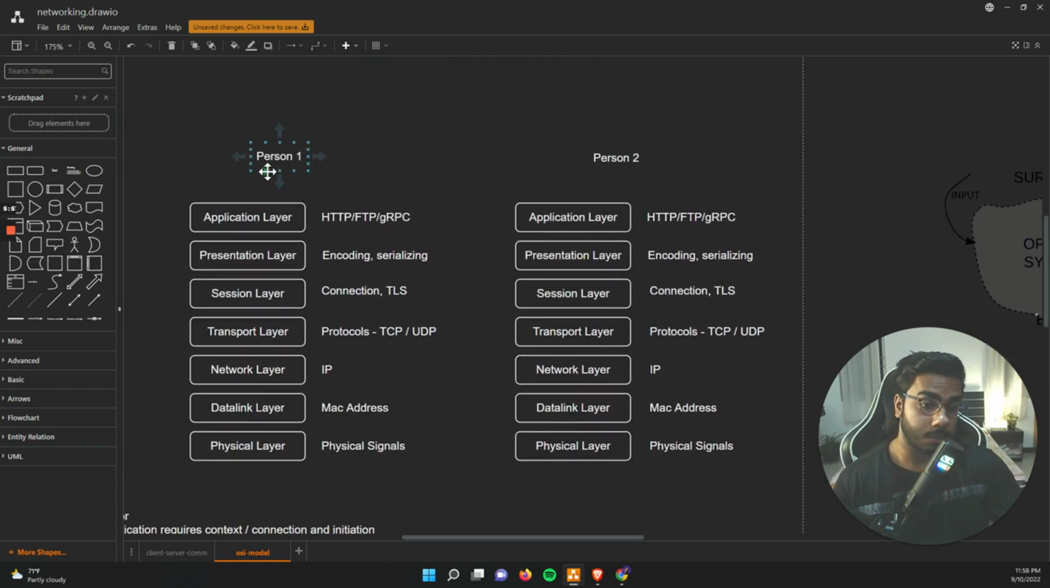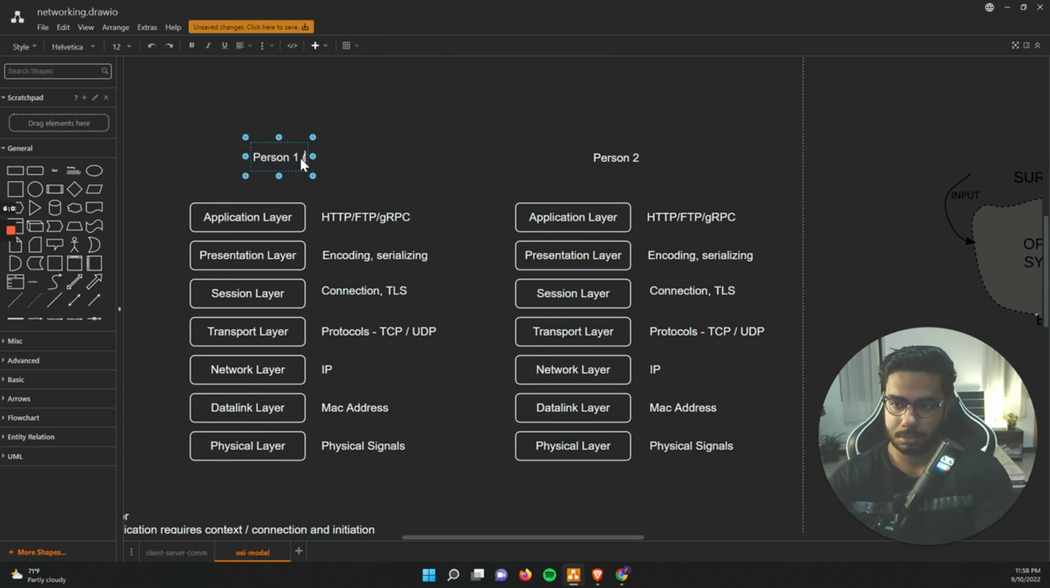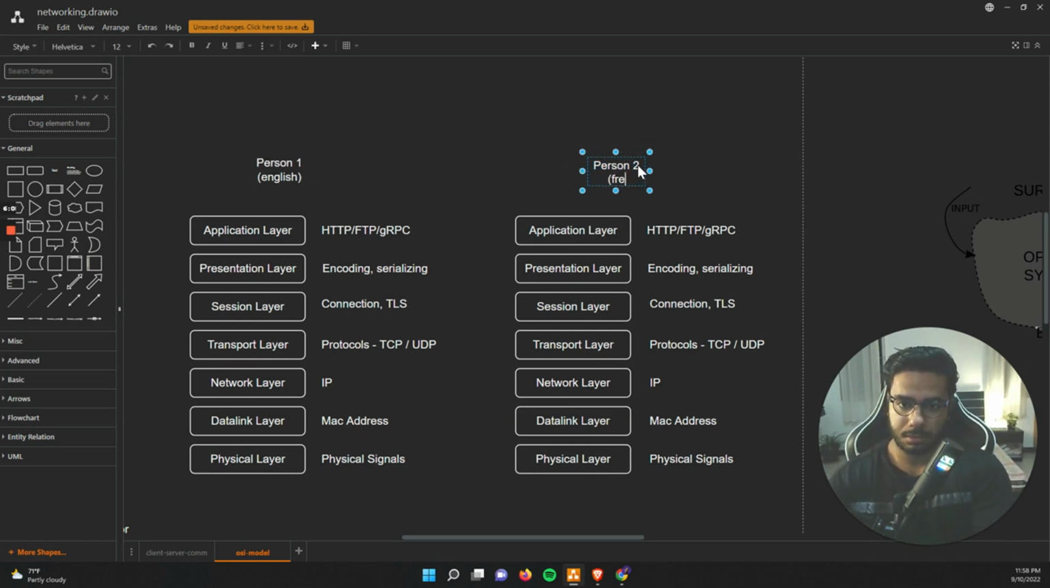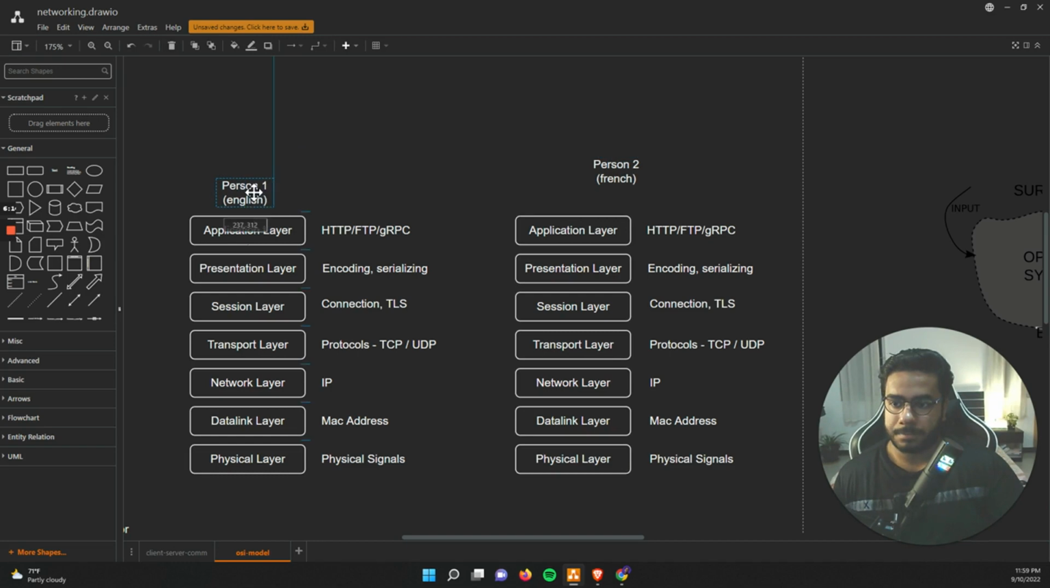So person 1 has to initiate the conversation. Let's say person 1 speaks English and person 2 speaks maybe French also. I don't know. Basically they don't know each other's languages. Now let's say this person wants to talk to this person regarding any information that they might wish to have. So what they would do is they would get a translator.